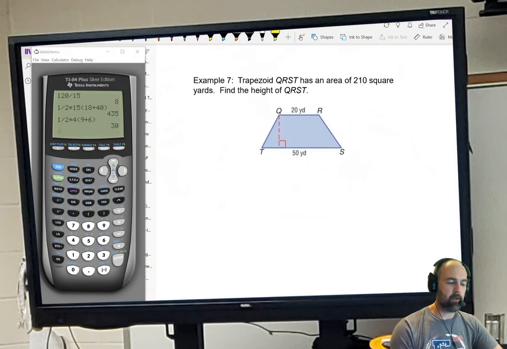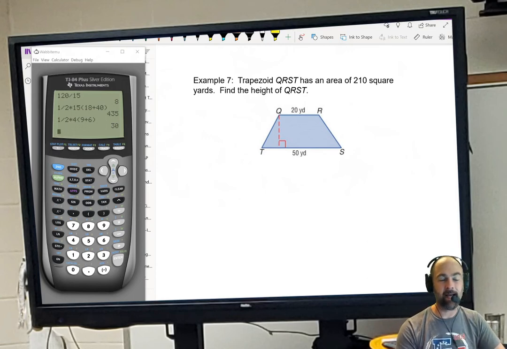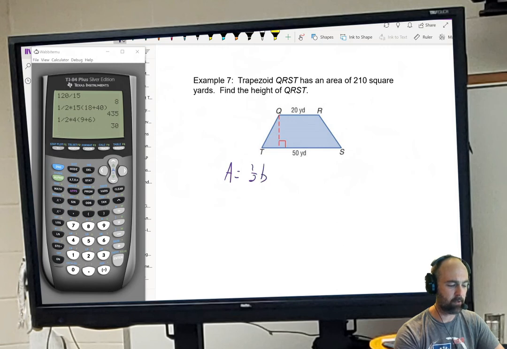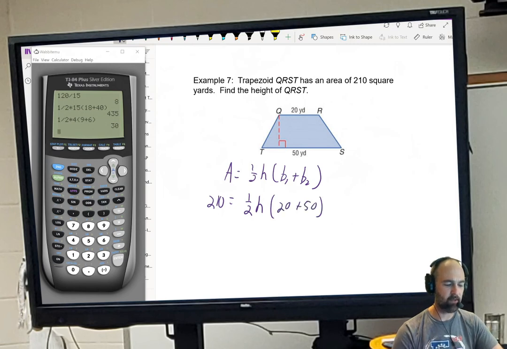All right. The trapezoid has an area of 210. Find the height. Well, again, we're just going to continue the exact same pattern. Write down the formula. I keep on running my H's like B's. 1/2 times H times B1 plus B2. And let's just plug in what we know. Area is 210, 1/2, height is unknown so I'll leave it as an H, base 1 is 20 plus base 2 is 50.